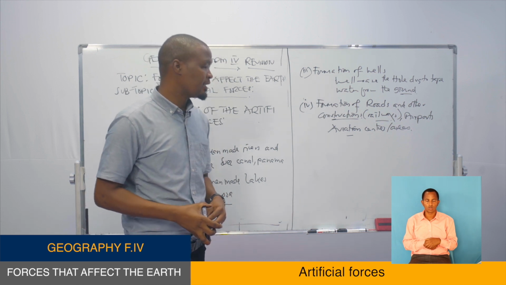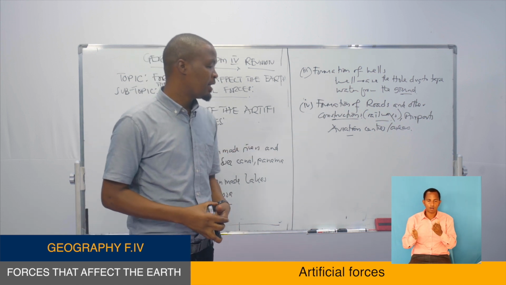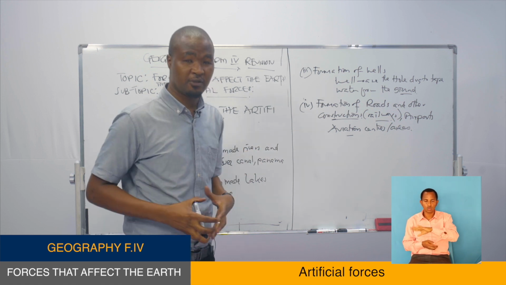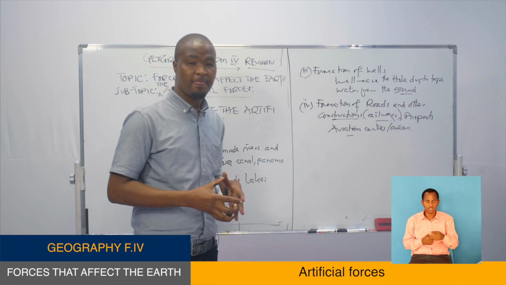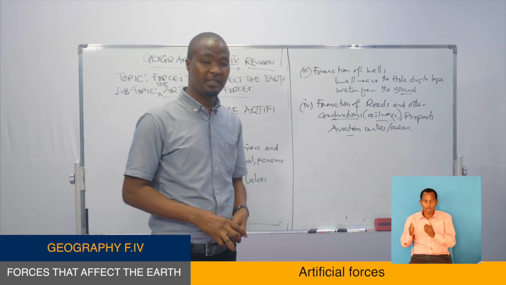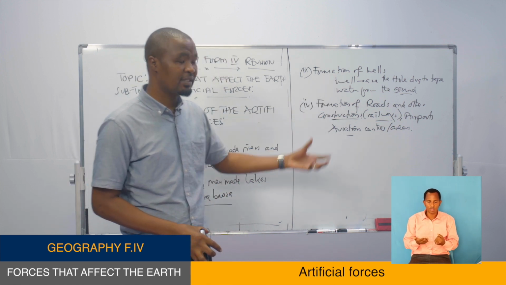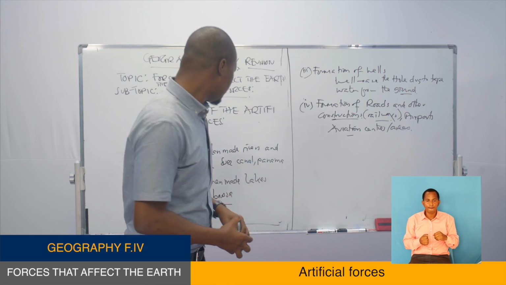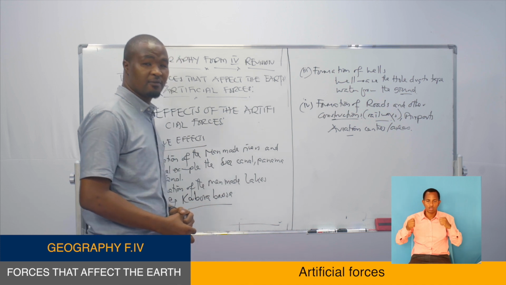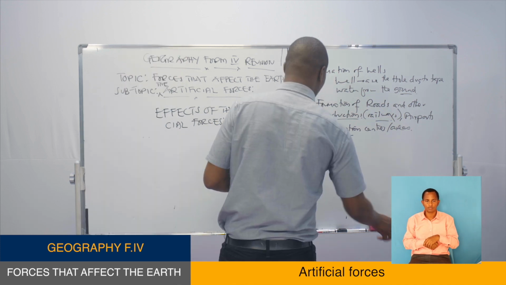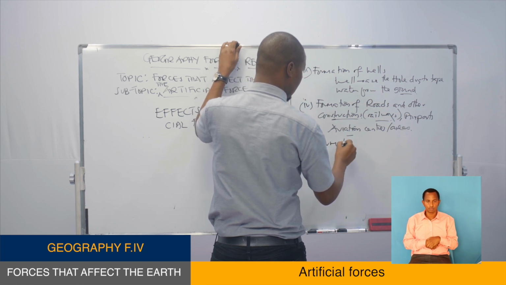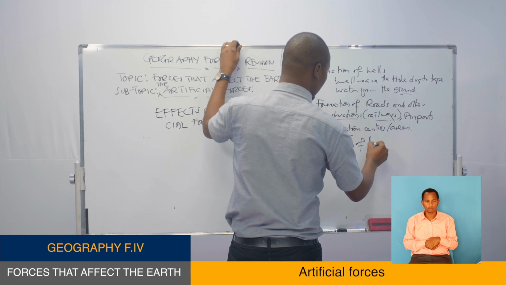Formation of roads and the other construction, for instance, railway, aviation area, or airports. These are the results of the artificial forces created by man. When man acts upon the land, it may result to the formation of different features. See, so we take this as a positive effect of what? Of the artificial forces. Then we have this one, the formation of the soil.